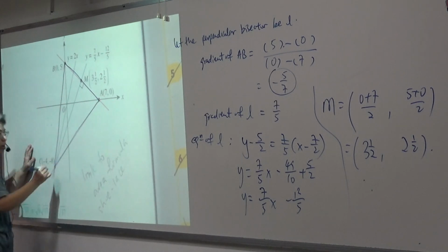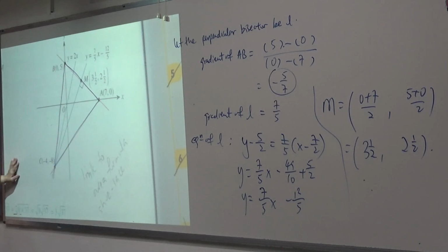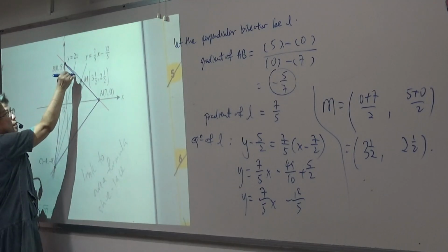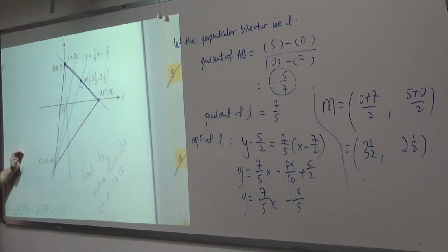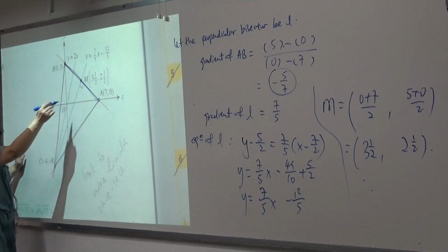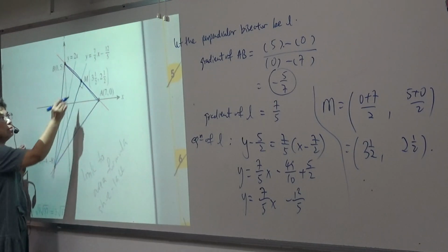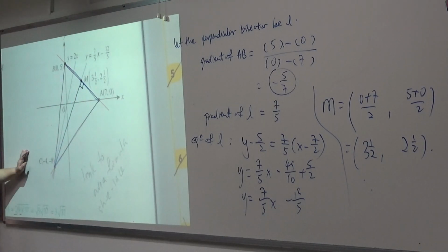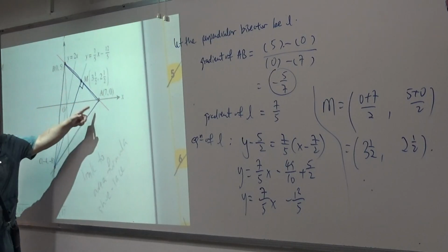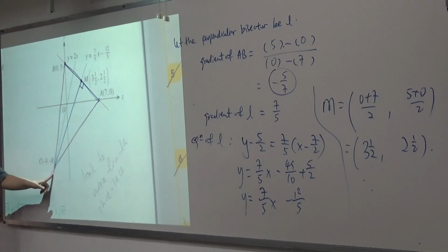Can everybody see this triangle ABC? Do you agree that this is the base? Correct. This one is the height, right? MC is the height, right? If I can find the length here, half times base times height, I will get the area.